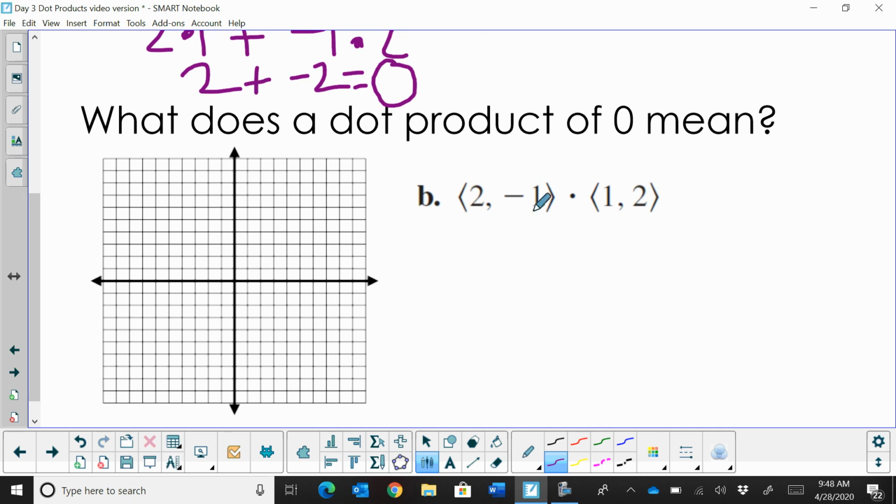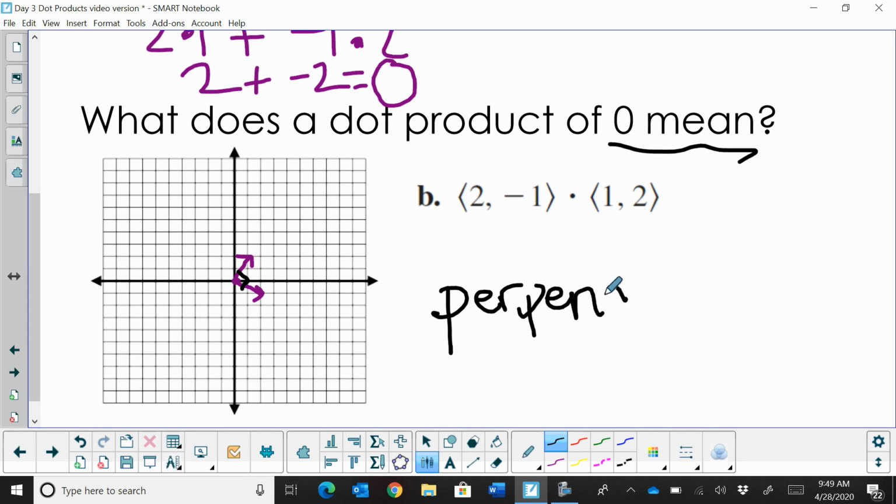So I'm going to draw this so you can see what this means. Okay, I'm going to take the first vector, 2, -1, and draw that vector. And then 1, 2, and I'm going to draw that vector. Now, I hope you notice that these two are actually perpendicular to each other. So anytime you have a dot product of 0, it means that the vectors are perpendicular.